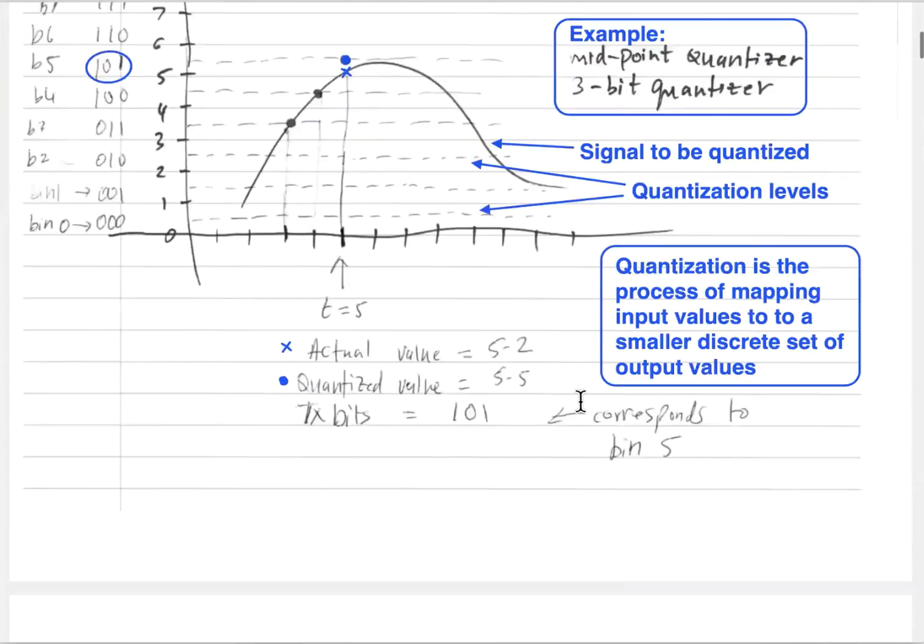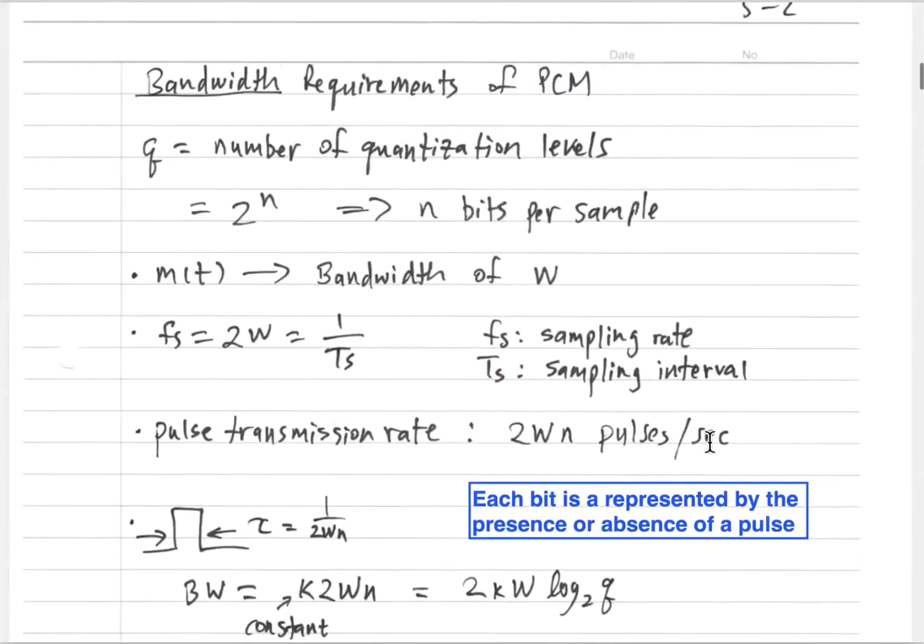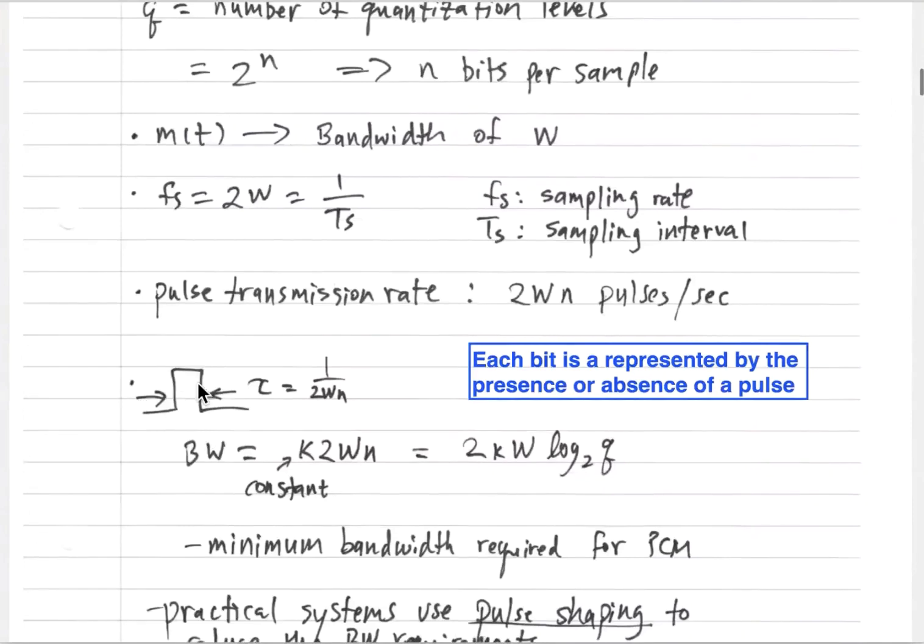So when you do this process, you're generating 2WN pulses per second. And the bandwidth of that signal would depend on the shape and characteristics of the pulse. If the pulse is a square wave like this, and I have 2WN pulses per second, each pulse can be at most 1 over 2WN wide, because there are 2WN of them in 1 second. The bandwidth of a square or rectangular pulse is a sinc. We know that the sinc has its first zero crossing at 1 over tau.